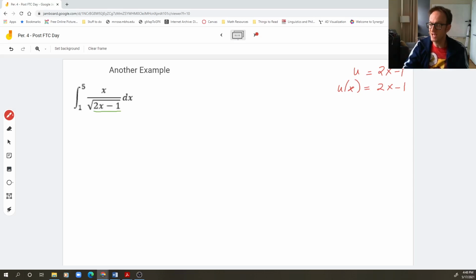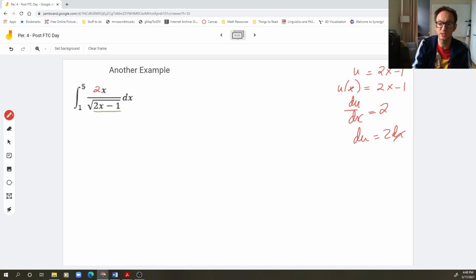Okay, so if that's the case, still the math is the same. du/dx is just 2, and so du is just 2 dx. And therefore, going back to this problem, I see that I need a 2 here. And so I undo the damage with a 1/2 on the outside. Okay, what does this accomplish? Sorry, I see now that the 2 belongs here, next to dx.